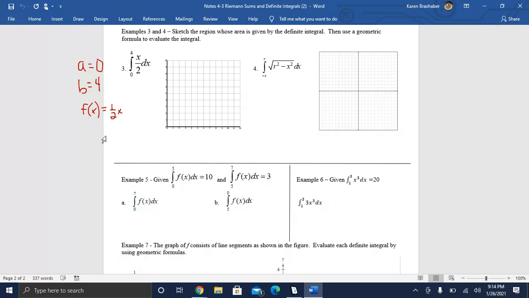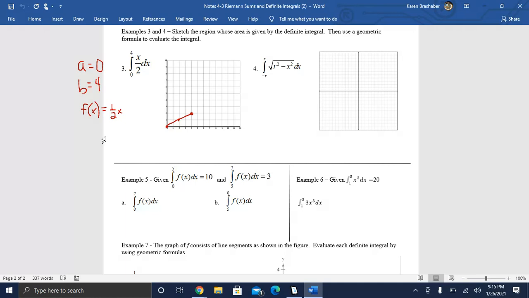So that has a y-intercept of (0, 0), and the slope is 1/2, so up 1, right 2, up 1, right 2. Or we could have substituted in points. Substituting in 0 for x would give us 0. Substituting 2 for x would give us 1. Substituting 4 for x would give us 2. So this 1/2 x is a line. We're only interested in the line from 0 to 4.